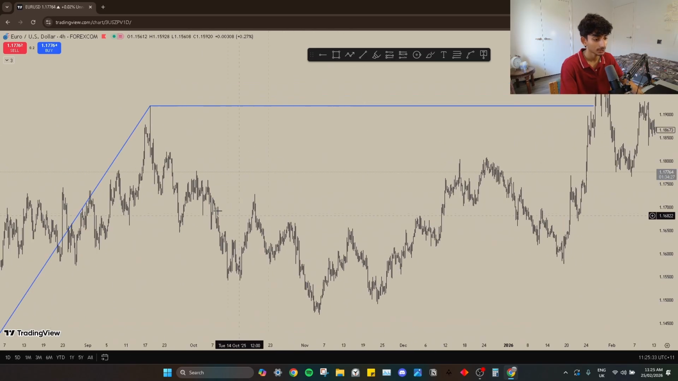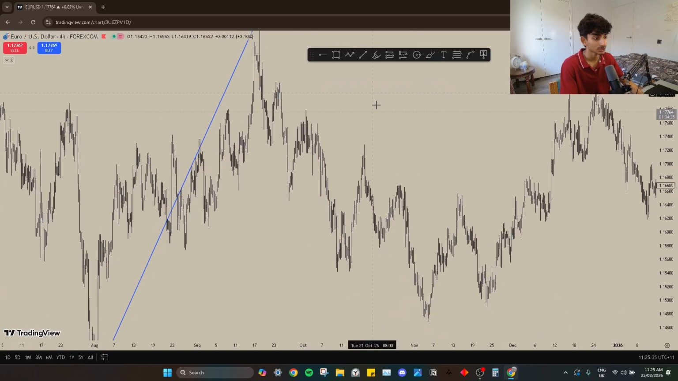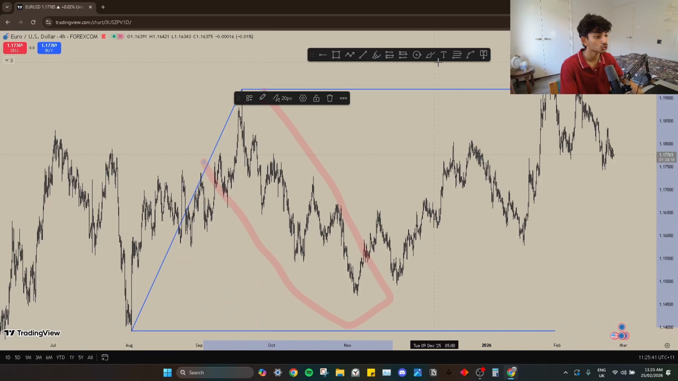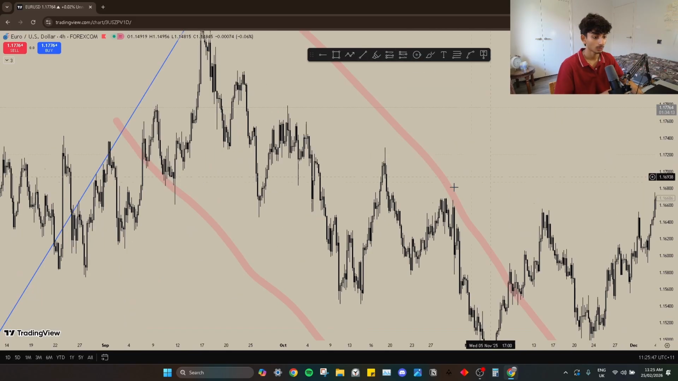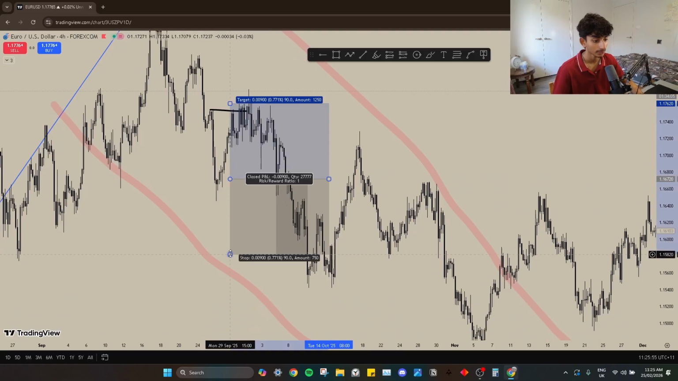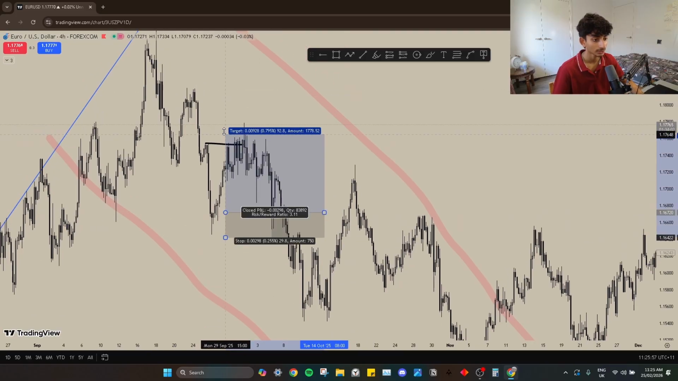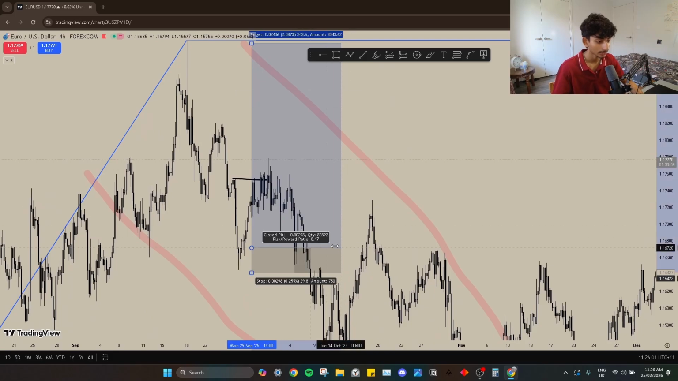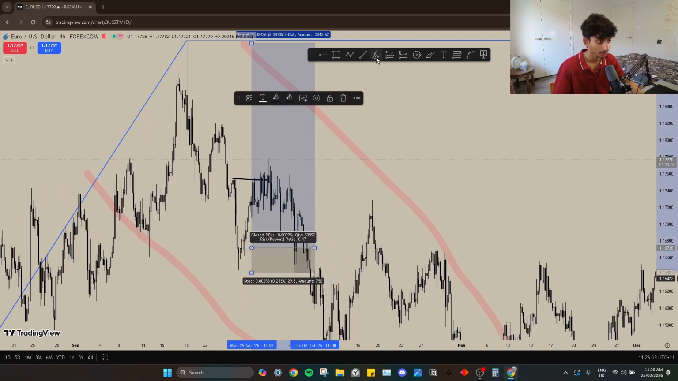Let me show you this. This is where most people make a mistake. Just looking at this leg down, okay? Just looking at this entire leg down, people would take so many losses. Why? Because they're looking at every single change of character. They see this change of character, and then they go long from here, like a demand zone from here. They'd go long like this, targeting the high. Okay, you're obviously going to get stopped out with something like this.